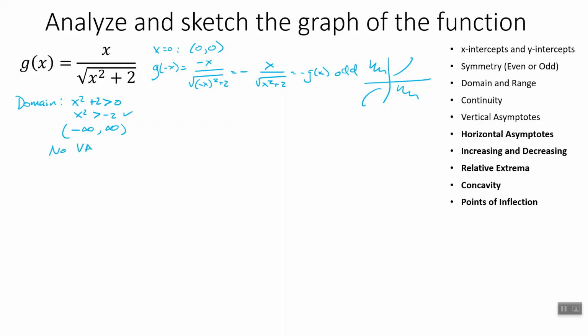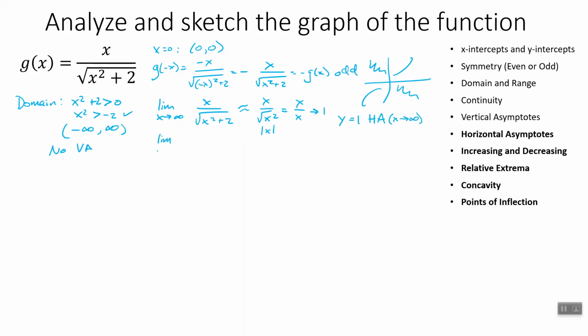We can check for horizontal asymptotes though. So we take the limit as x goes to infinity of x over the square root of x squared plus 2. This is equivalent to x over the square root of x squared. Highest power on top and bottom. Square root of x squared is really the absolute value of x. And as we go to positive infinity, that's just x. So this is just 1. So we get a horizontal asymptote, y equals 1 as x goes to positive infinity.